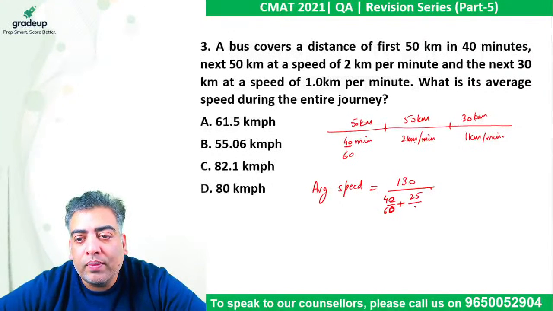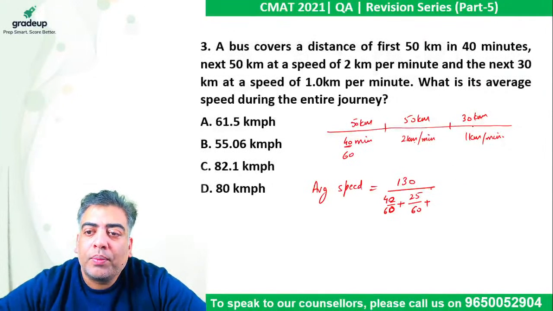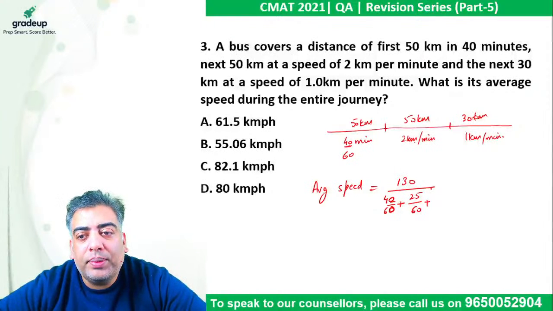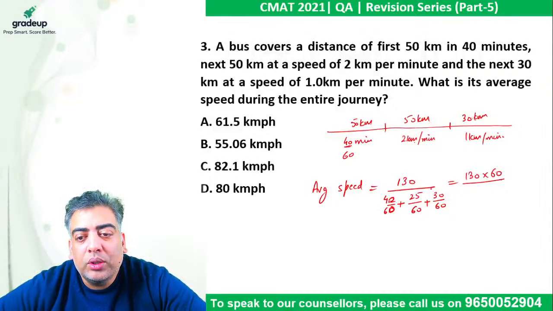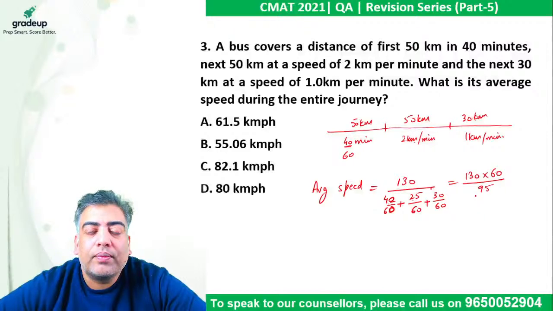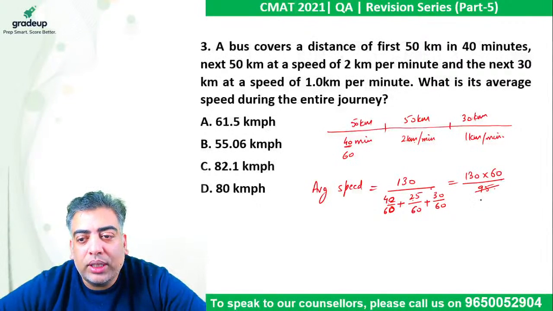So it will be 25 by 60. And here time taken will be 30 by 1 minute, which is 30 minutes. So it is 30 by 60. 60 will be the LCM which goes in the numerator. So calculation becomes easier. So 40 plus 30 plus 25 add up to 95. So 5 gets cancelled out here. 5 ones are 5, 5 nines are 45. So 5 2s are 10, 5 6s are 30.